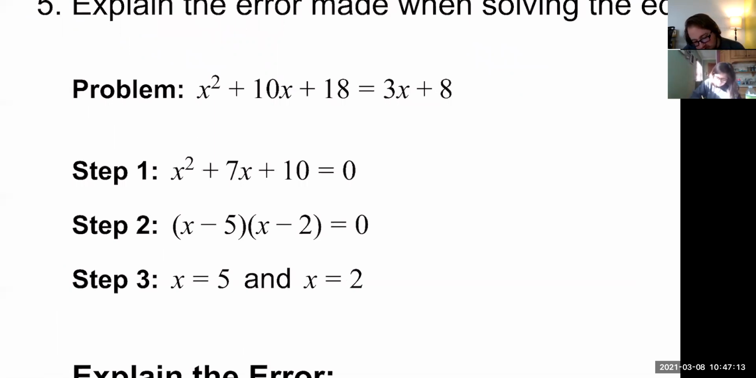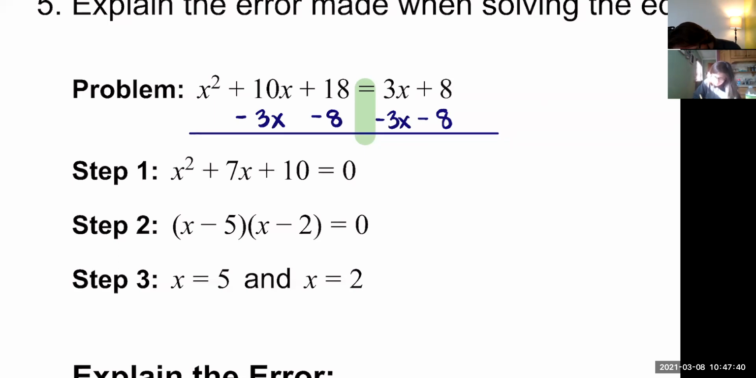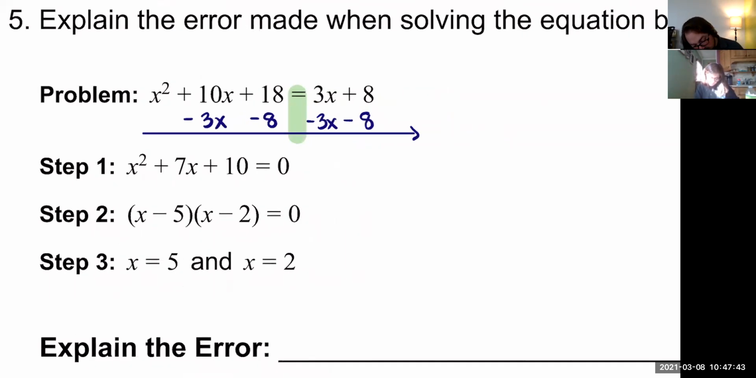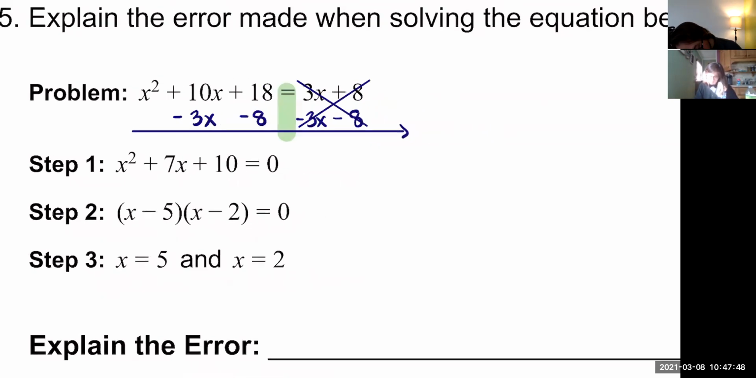Right off the bat, though, if you're looking at this problem, what's my first concern? It's not equal to 0. So I should be able to move these two things at once. I would subtract the 3x from both sides. There is a like term on the left I can actually subtract it from. But I can simultaneously subtract the 8 from both sides because it too has a like term on the opposite side. That will remove everything from the right-hand side, which looks good.